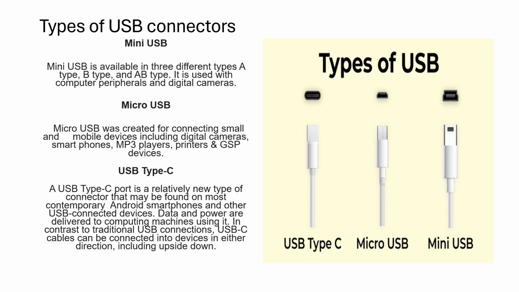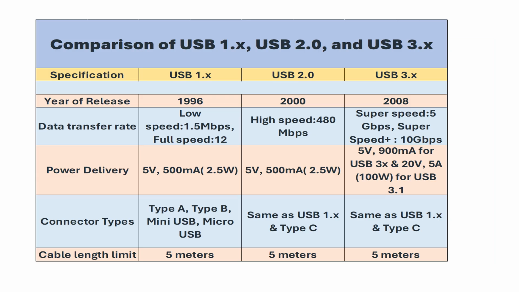GPS devices. USB Type-C. USB Type-C port is a relatively new type of connector that may be found on most contemporary Android smartphones and other USB connected devices. Data and power are delivered to computing machines using it. In contrast to the traditional USB connectors, USB Type-C cables can be connected into the device in either direction, including upside down. That is the advantage of Type C. So in most of the latest phones, even laptop connectors, all are Type C.